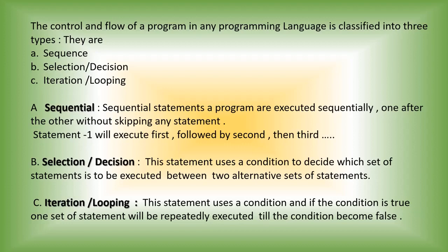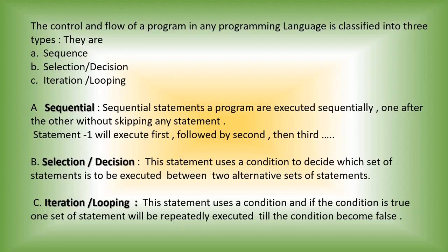Once again, I will say iteration means it is a set of statements which will be repeatedly executed until the specified condition becomes false. If the condition is true, the set of statements will be repeatedly executed. If the condition is false, it stops the execution of those statements. That is known as iteration. So, Python supports three different types of control and flow of execution of the program, or three different ways of execution of the program.